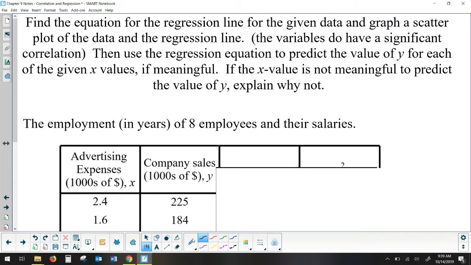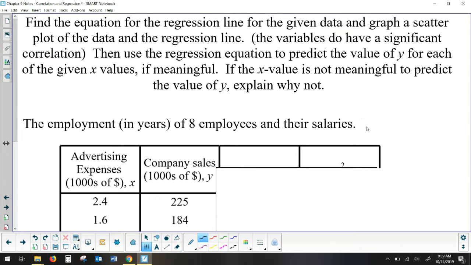Next page. All right. Find the equation for the regression line for the data given, and graph the scatter plot of the data and the regression line. The variables do have a significant correlation. I'm going to tell you that so you do not have to find it. If I didn't, you'd have to use that equation to find R that we learned in 9.1.